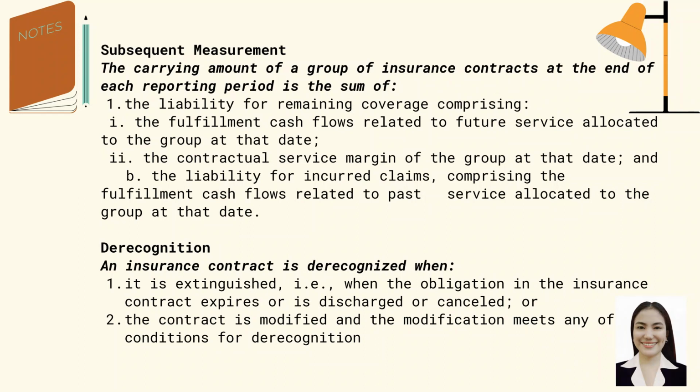So, nabanggit po dito yung contractual service margin. So, yung contractual service margin, at the end of reporting period, ito yung nagre-represent as the balance of unearned profit relating to future service. And for the recognition or paano natin dinire-recognize ang insurance contract, so, an insurance contract is recognized when, if it is extinguished.